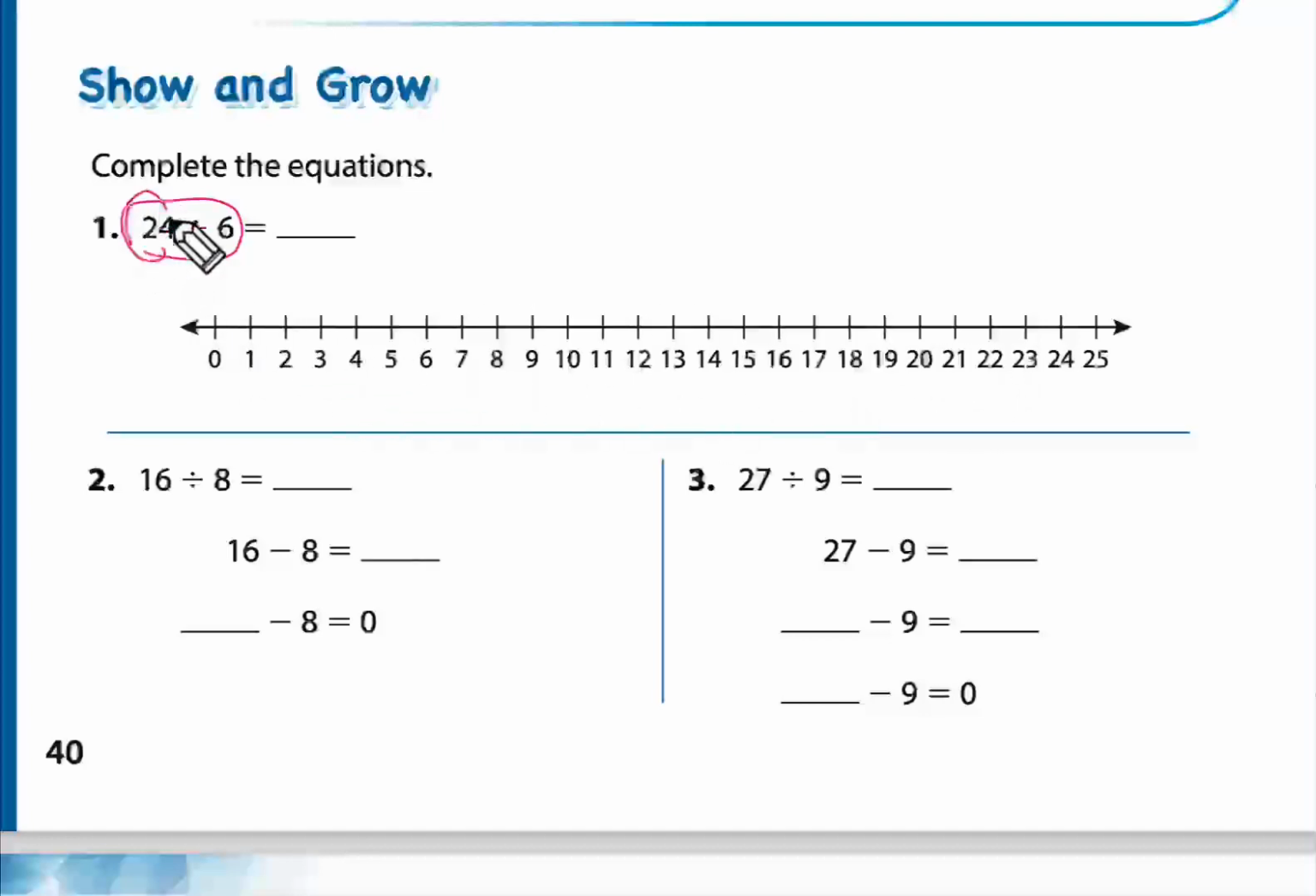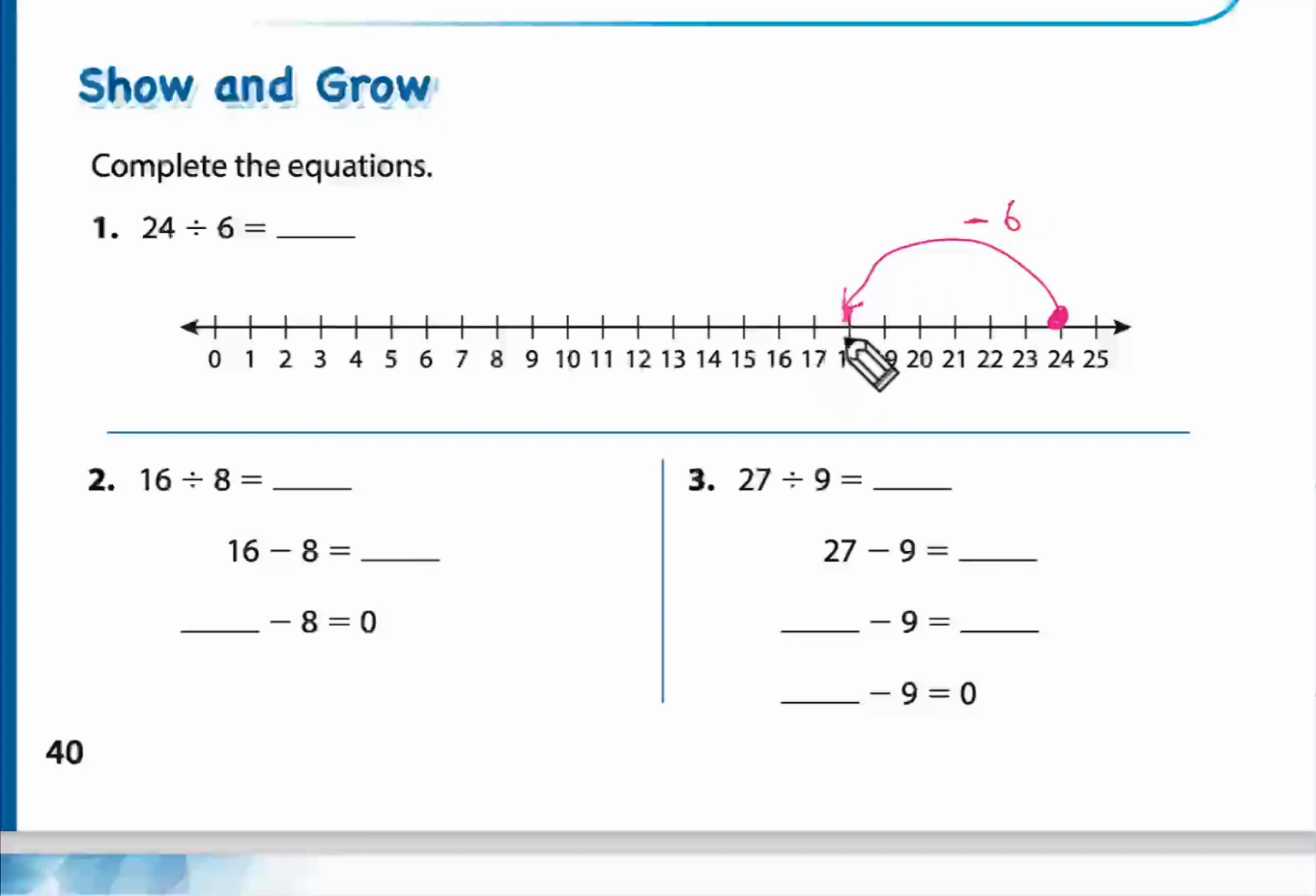So where do we start? We should start at 24. So we start at 24. And we count back 6. Okay, so 24 minus 6. Count with me. 1, 2, 3, 4, 5, 6. So we land here on 18. Okay, so we land on 18. This is 24 minus 6.